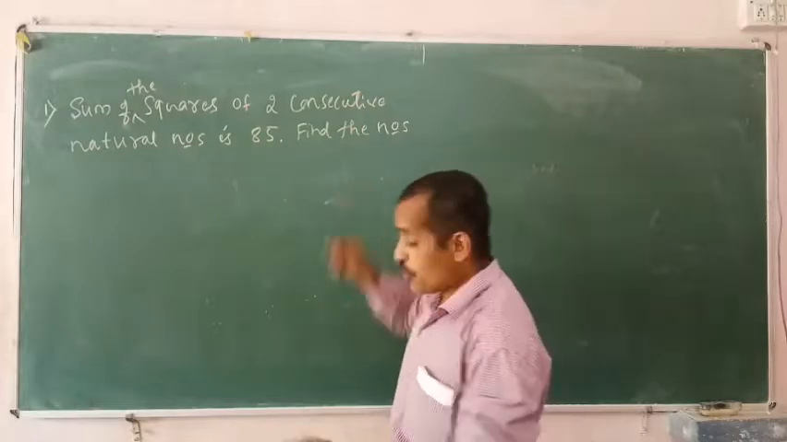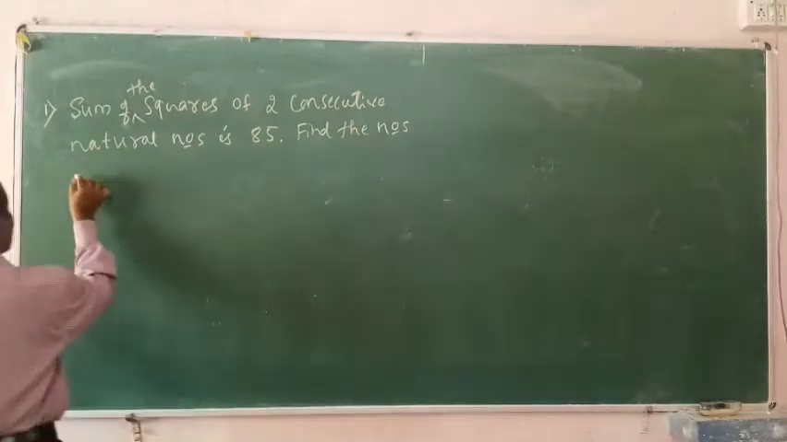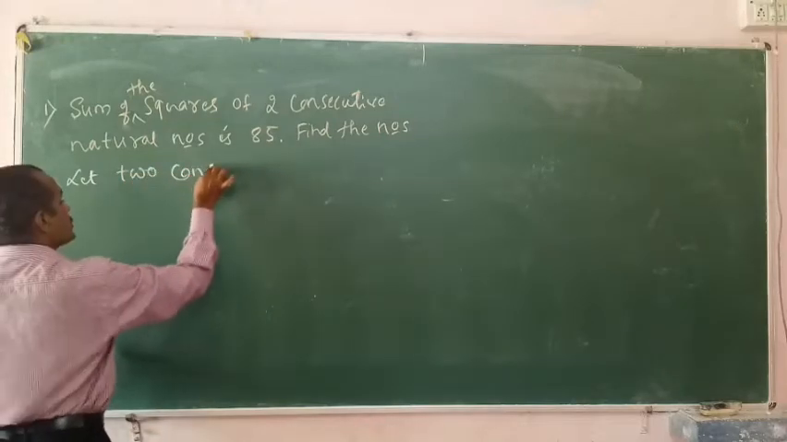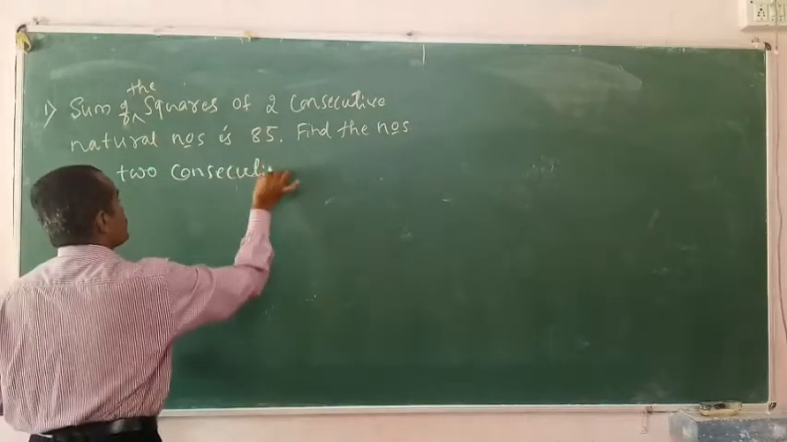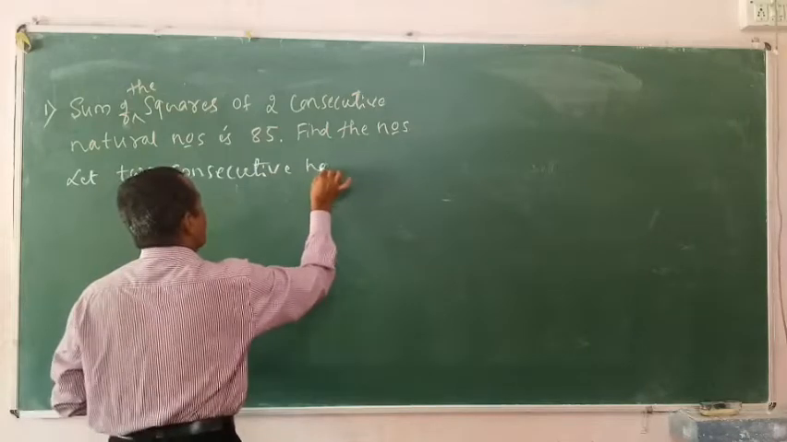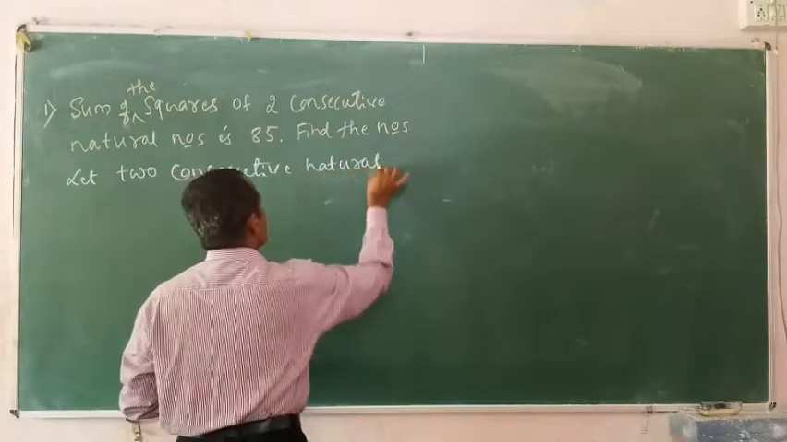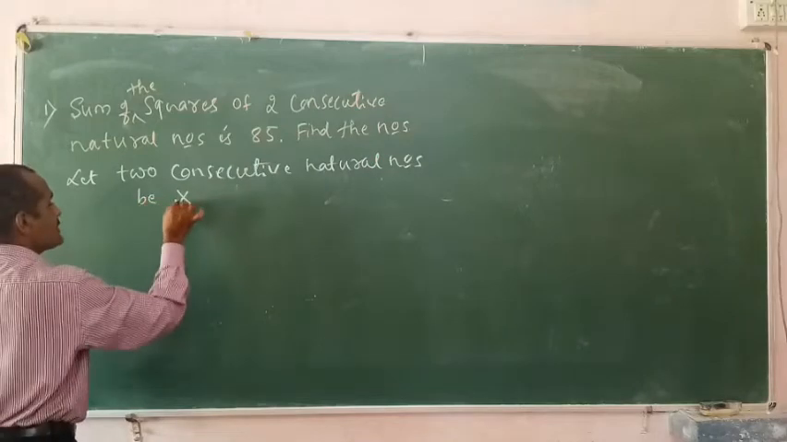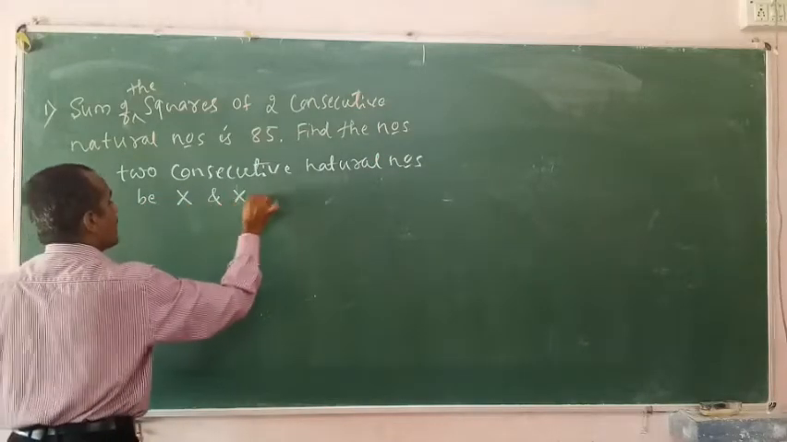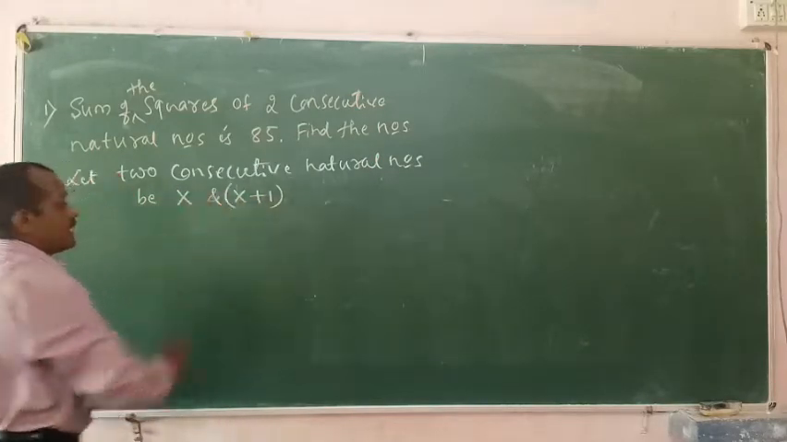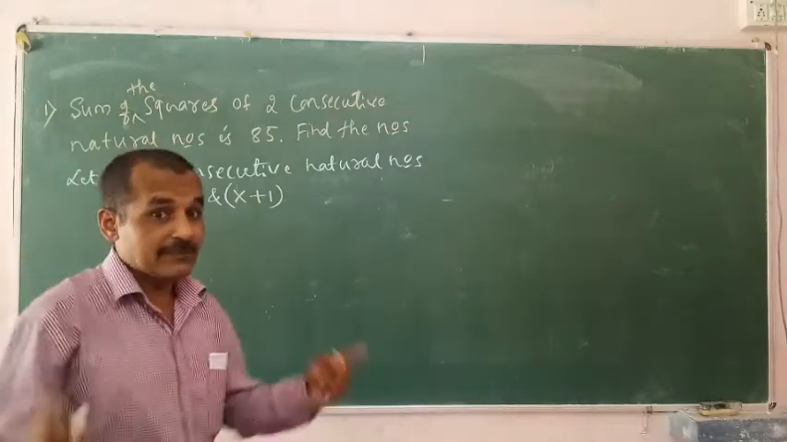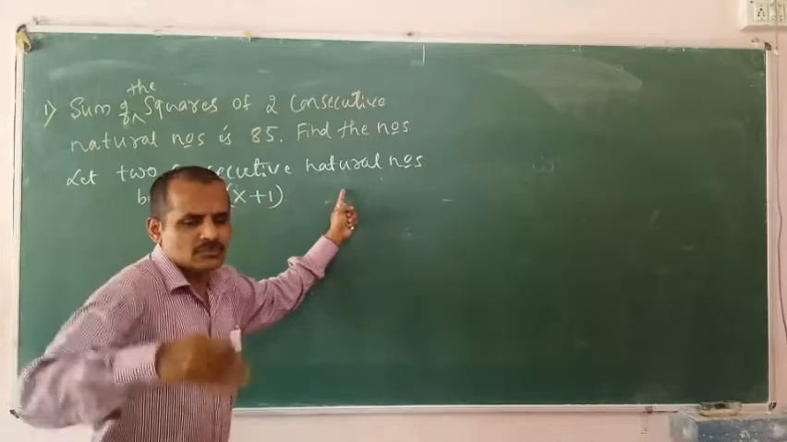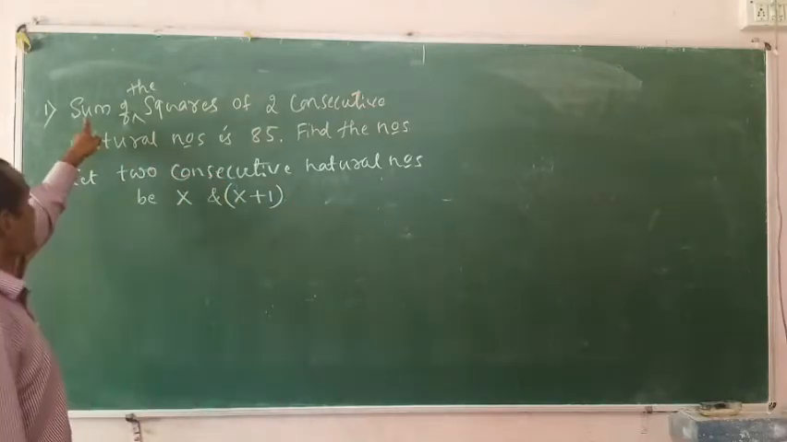Since there are only two consecutive numbers, I will write: let two consecutive natural numbers be x and x plus 1. x and x plus 1. If there are three, x, x plus 1 and x plus 2. One more. Okay. What does it say here?